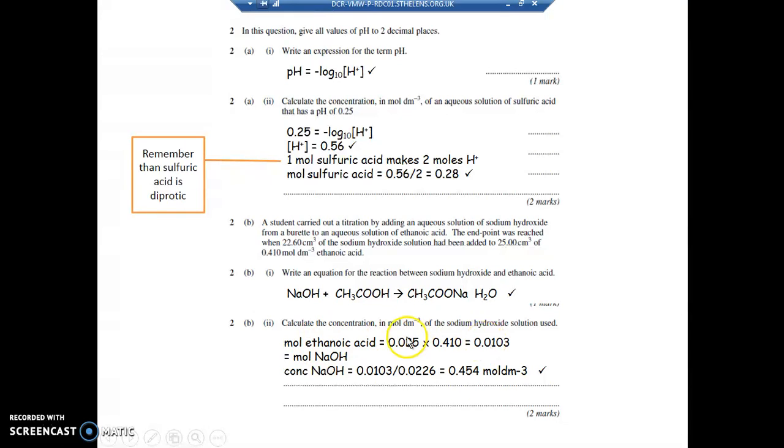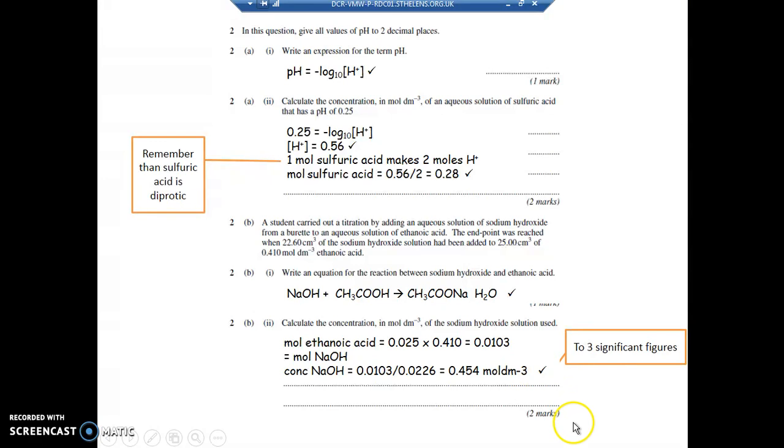We've done this little bit. We've got the moles of ethanoic acid equals 0.0103. And so the concentration of sodium hydroxide, concentration is number of moles divided by the volume. Well, the volume is 22.6 centimeters cubed divided by 1000, 0.0226, and it comes out as 0.454 moles per decimeter cubed.